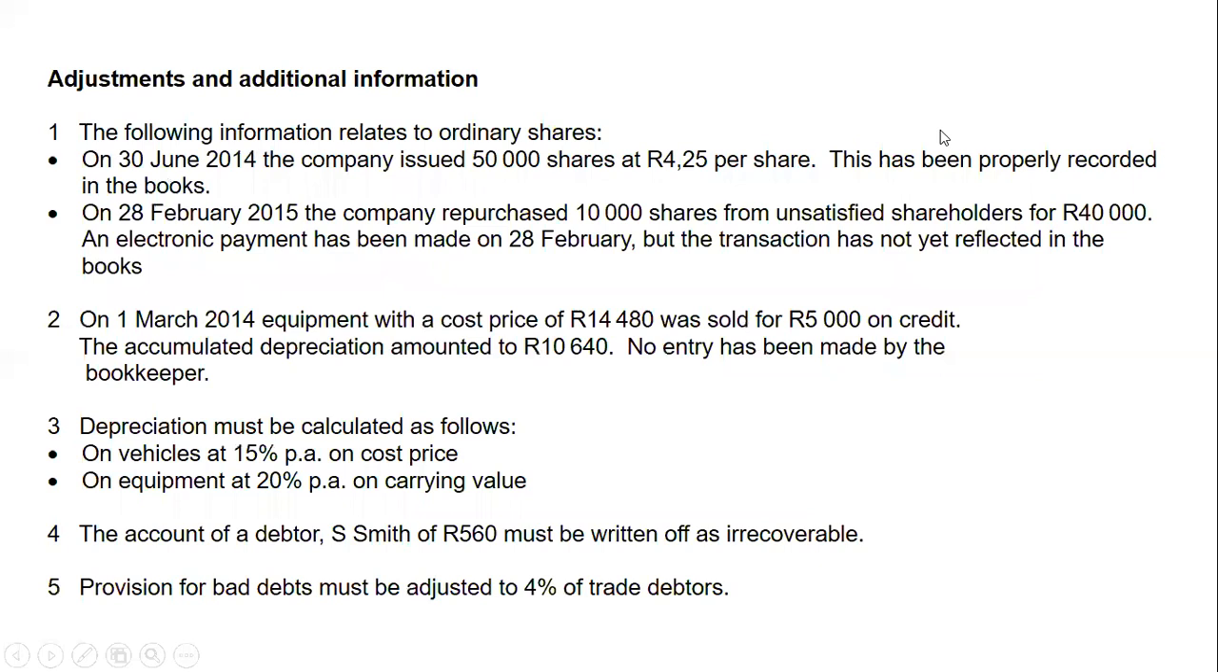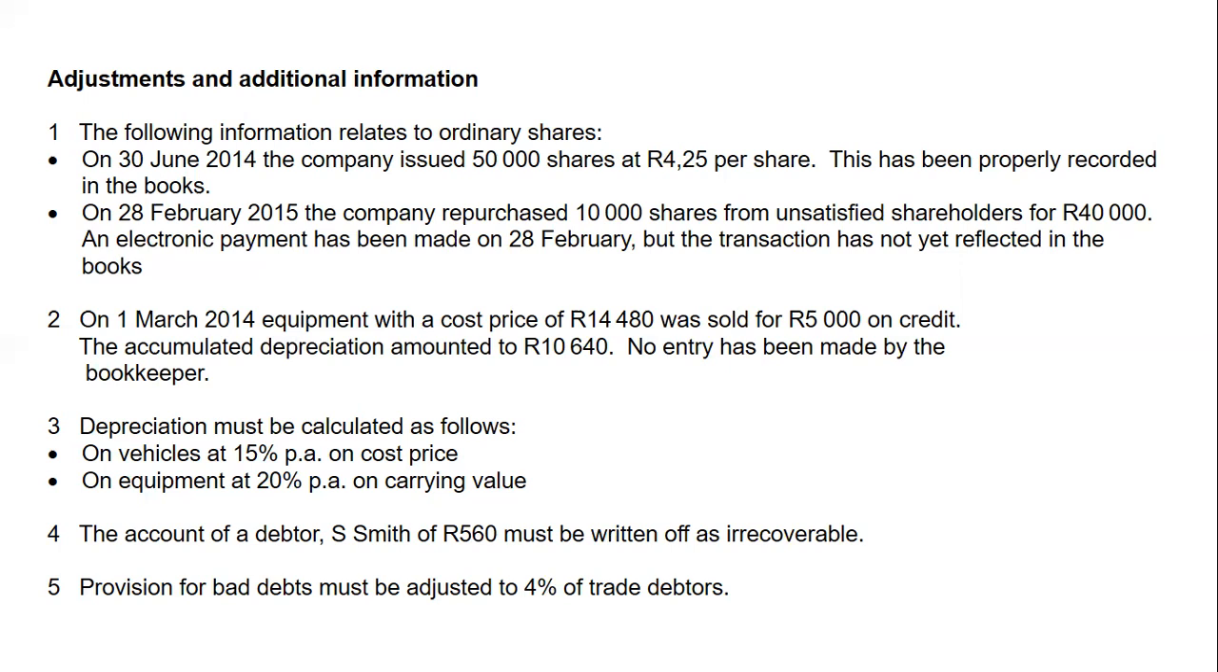It says that on the 1st of March, which is the beginning of the financial year, equipment with a cost price of 14,480 was sold. So that is the asset disposal for 5,000 on credit. So we sold this equipment on credit, meaning that whoever we sold that equipment to is now our debtor. The accumulated depreciation on that specific date amounted to 10,640. This is the accumulated depreciation of the asset sold.